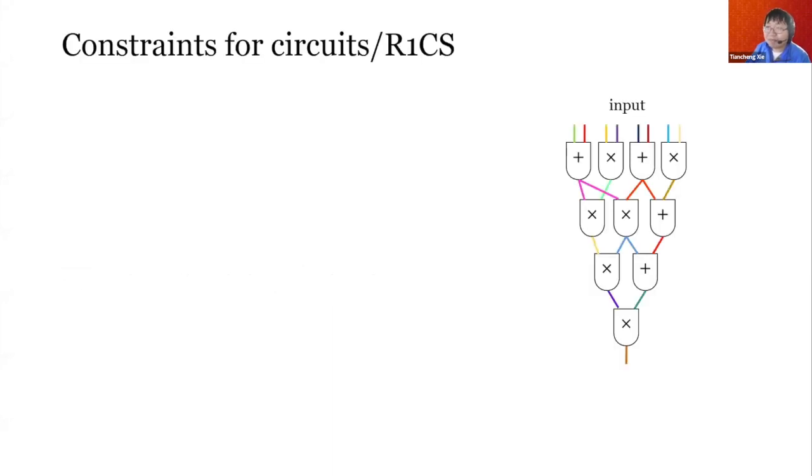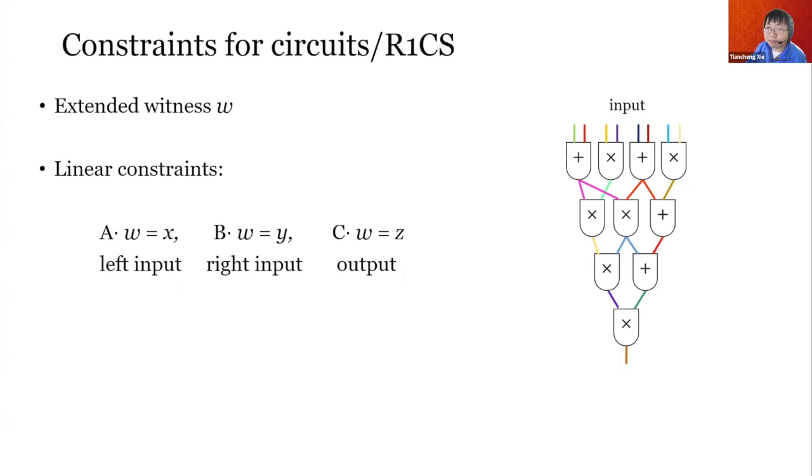The next part can be very confusing, as I will talk about technical details. Prior to the technical details, we have to introduce the format of the statement. It's called R1CS. R1CS has an extended witness, which is the values in the circuit, the wire values, and it introduces constraints to serve as gates.